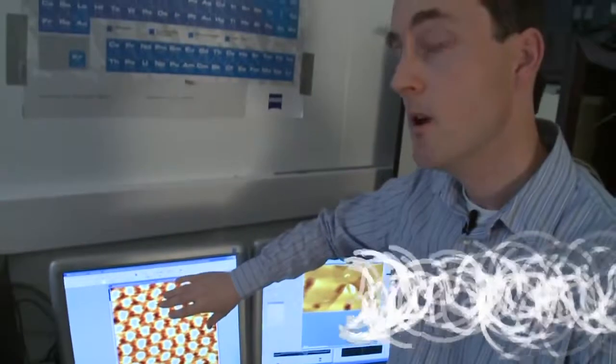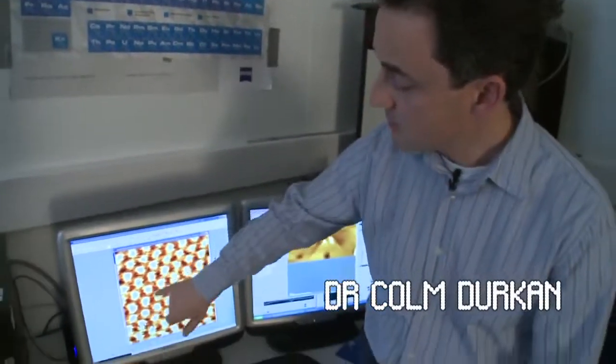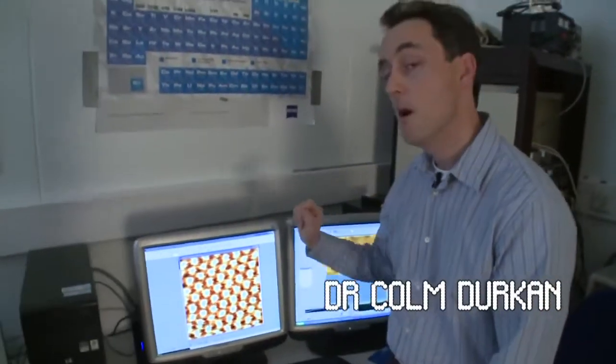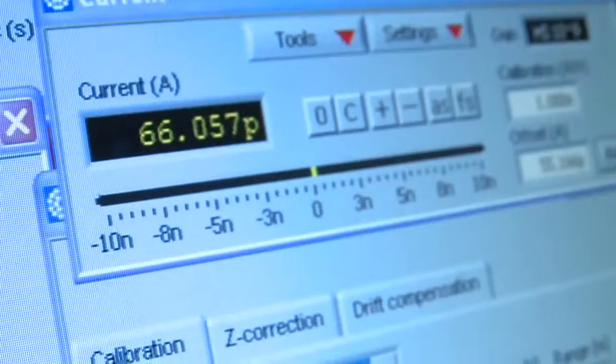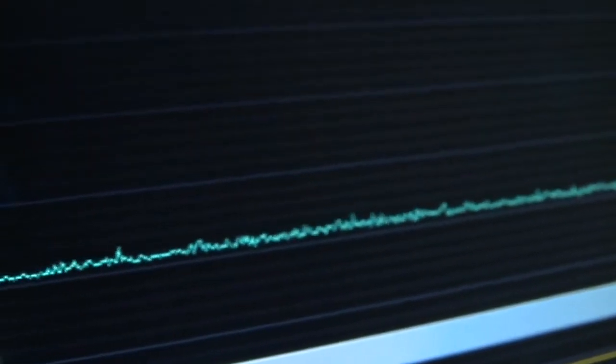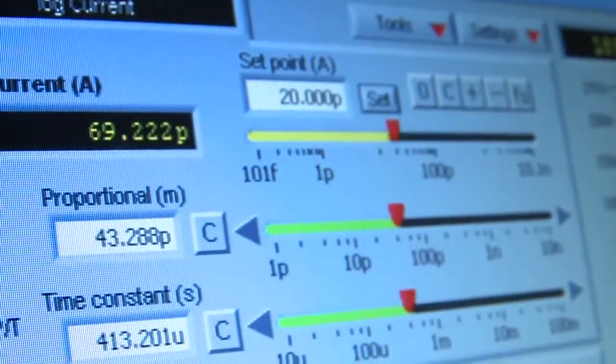This is an image of a piece of carbon, and these spots are the single atoms on that piece of carbon. So one spot is one atom. So this is the smallest thing that you can see, and it's the smallest thing that you will ever be able to see with any microscope. If you listen carefully, you can even hear the atoms as the microscope scans over them.